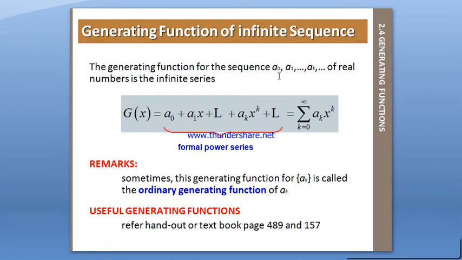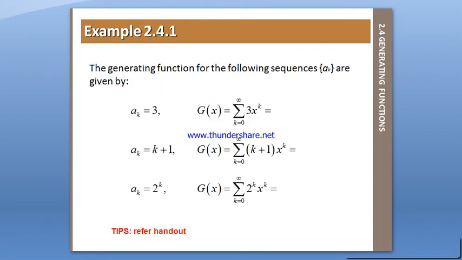The power series found by using the different terms of the infinite sequence is known as the generating function for the given infinite sequence. In summation form, it can be written as summation ak x power k for k equal to 0 to infinity. In symbolic form, we write it as G of x. Sometimes this generating function is also called the ordinary generating function of the sequence ak. Let us see the examples.